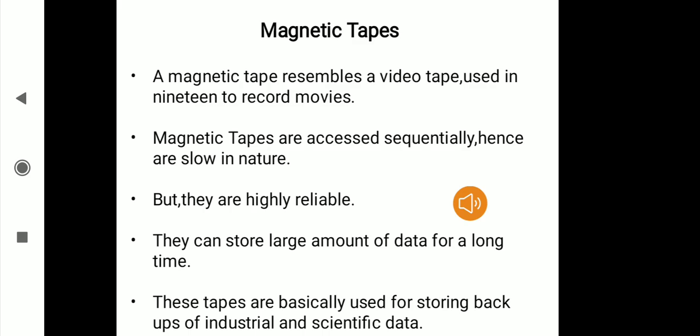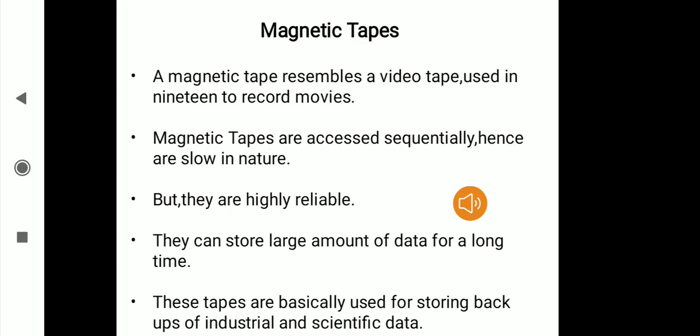The speed of the magnetic tape is very slow in nature. That means since all the data in the magnetic tape cannot be accessed at once, that is why they are very slow in nature. The data in those magnetic tapes are accessed sequentially. That is, from one portion of the magnetic tape, if the data is retrieved, it takes time to move to another portion of the magnetic tape to retrieve the data, which makes these magnetic tapes very slow in nature.